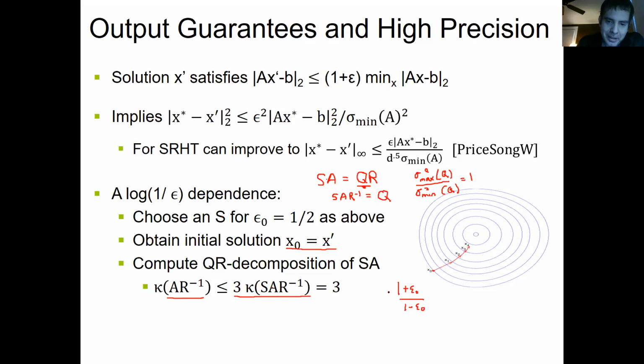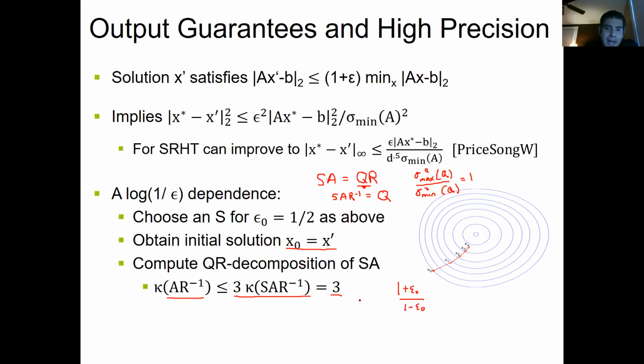I mean, you can make this any constant you want. But the point is that the condition number of A R inverse is a constant. So there are many ways to precondition a matrix. I could have taken the QR decomposition of A itself, but that would have been slow, right? Because A has a very large dimension n. So the idea is first sketch it, compute the preconditioner in the sketch space, and just hope that it's a good preconditioner for the original matrix. And it turns out that it is.